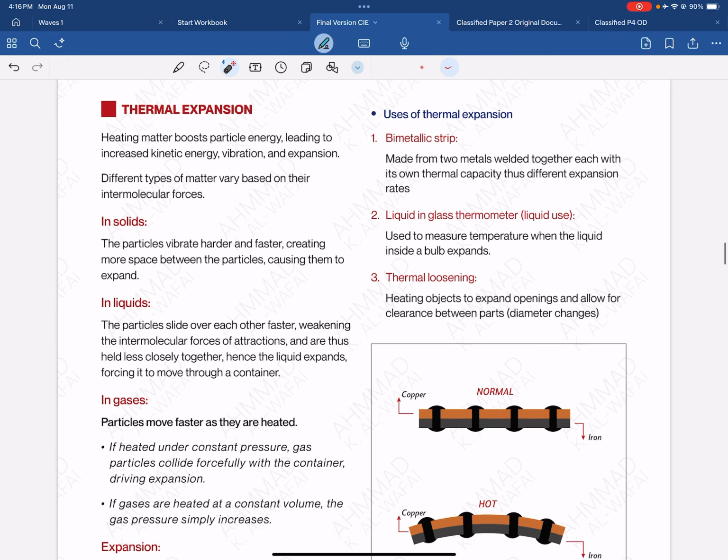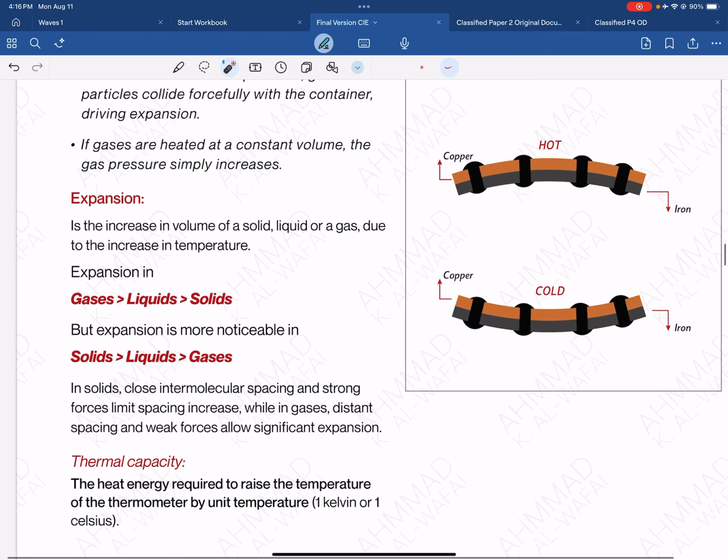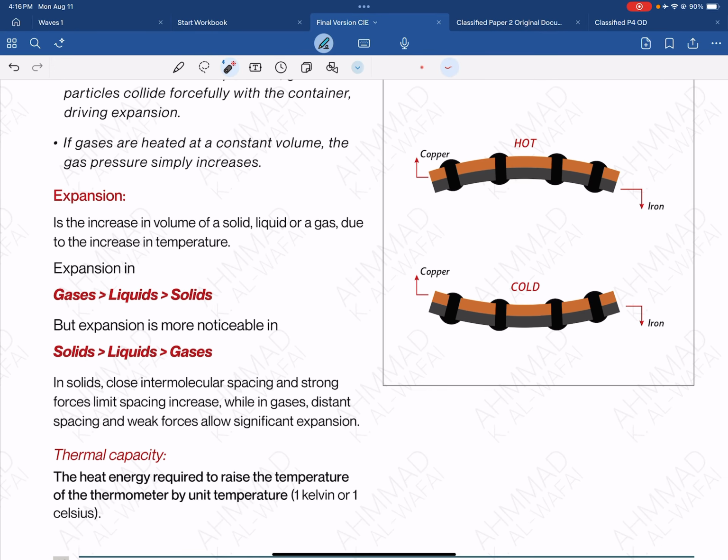Okay, as you can see, there's a fair comparison between expansions. Expansion in gases is greater than in liquids, and greater than in solids, due to what? Due to the weaker forces between the particles of a gas, liquid or solid. But you can see the expansion more clearly in solids than in liquids or gases.